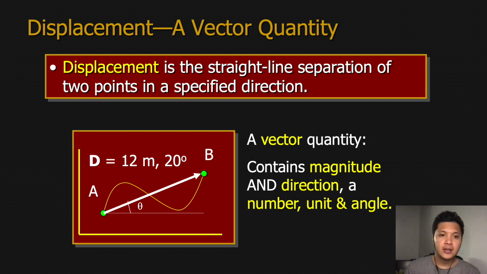For displacement, it is the straight line separation of 2 points in a specified direction. In short, this is the shortest distance between points A and B. When we talk about displacement, we are not concerned with the total path taken, but only with the shortest distance between A and B. In this case, this is 12 meters, and it is directed 20 degrees with respect to the positive x axis.